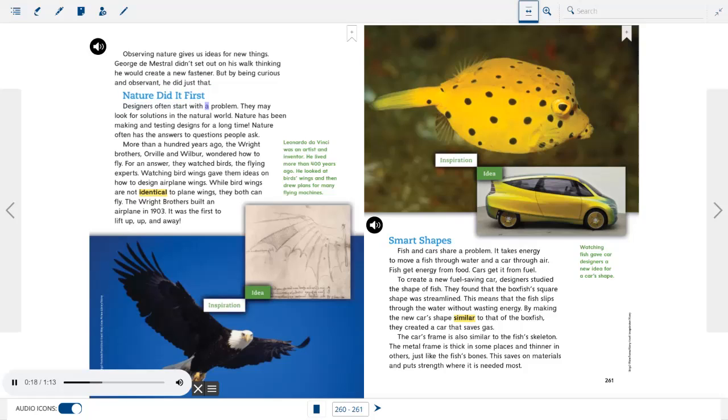Designers often start with a problem. They may look for solutions in the natural world. Nature has been making and testing designs for a long time. Nature often has the answers to questions people ask.